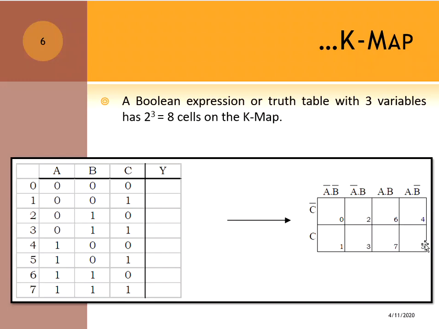Okay, last one. We try to check this cell with number 5 inside. We check the intersection A dot B bar, then C. So A is 1, B is 0, C is 1. So 1, 0, 1. Okay, where is 101? It belongs to row number 5. So it's correct. Okay, that is the explanation why the numbers are not in the proper arrangement. That is a K-map for 3 variables.